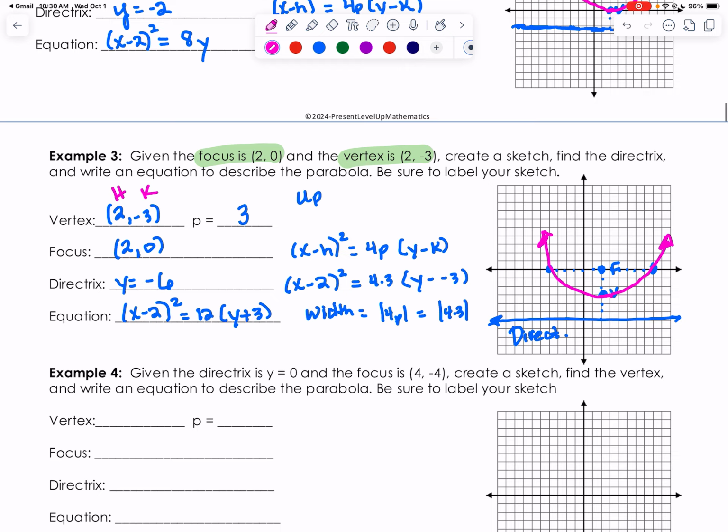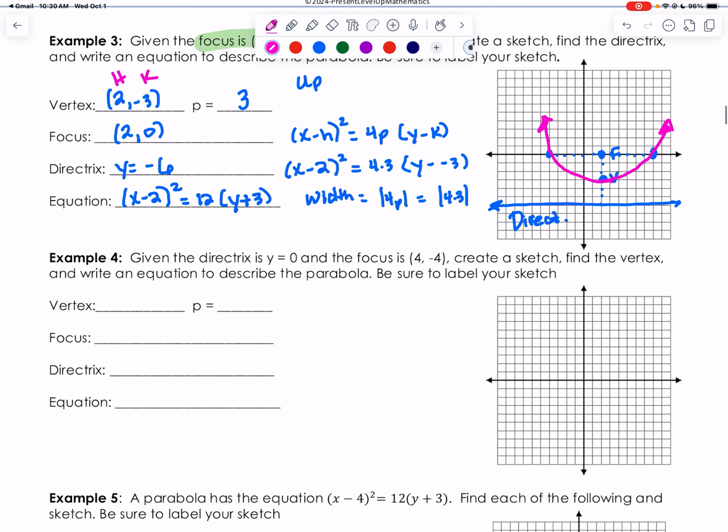All right, example 4. Given that the directrix is y equals 0 and the focus is (4, -4), create a sketch, find the vertex, and write an equation to describe the parabola. All right, so directrix of y equals 0. Whoops, I need to erase that. So that's just going to be the x-axis. So let's sketch that in. This would be our directrix.